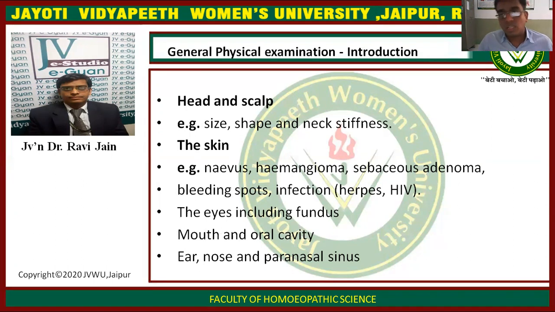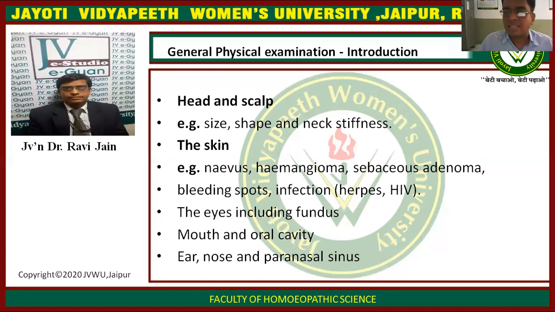The skin. In the skin, you have to check for naevus, any kind of hemangioma, sebaceous adenomas, bleeding spots, infections like herpes and HIV. The eyes, including the fundus. You have to check the mouth and oral cavity. You have to see the ear, nose, and paranasal sinuses.